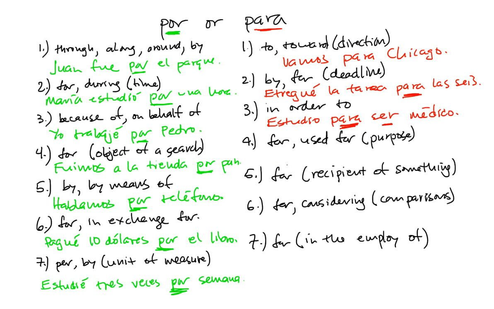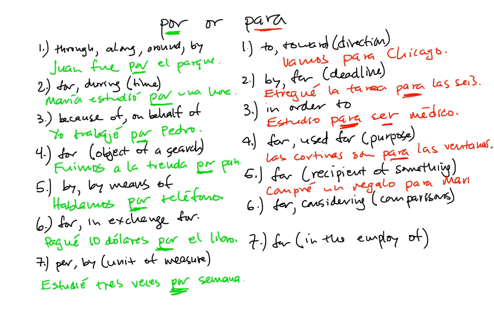Okay, for or used for a purpose. For example, las cortinas son para las ventanas. Okay, the curtains are for the windows. That's their purpose, is to cover the windows. Recipient of something. Okay, compré un regalo para María. I bought a gift for Maria. She's the destination, the recipient of that gift.